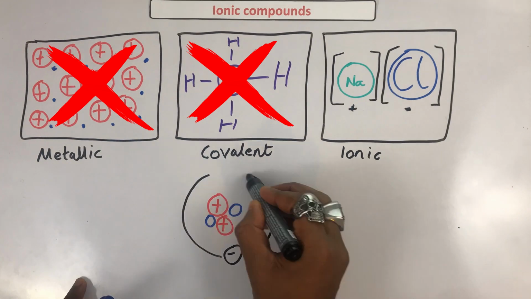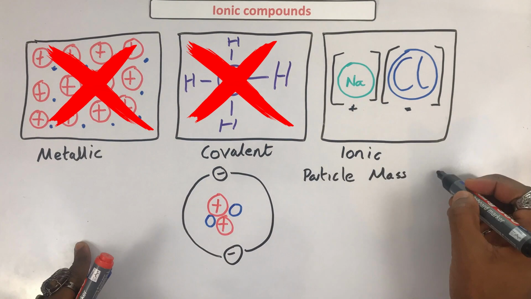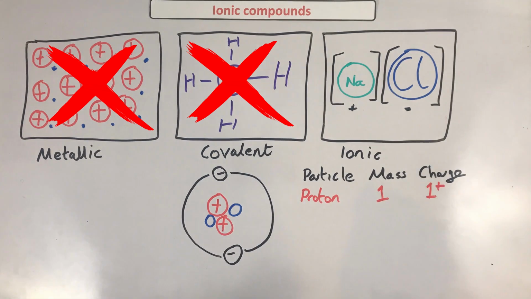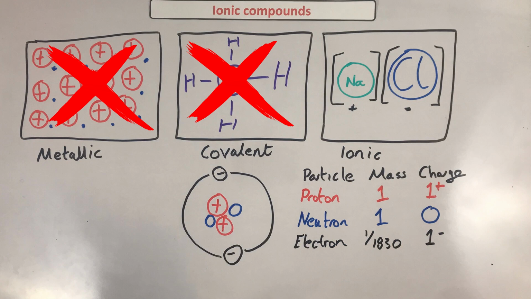Atoms are made up of three subatomic particles, sub meaning below. We've got protons, which have a mass of 1 and have a charge of +1. These are located in the nucleus. Neutrons also have a mass of 1, but they have a charge of 0. They are also located in the nucleus as well. And finally, electrons have a mass of 1/1830, but you can just say very small if you can't remember that number.